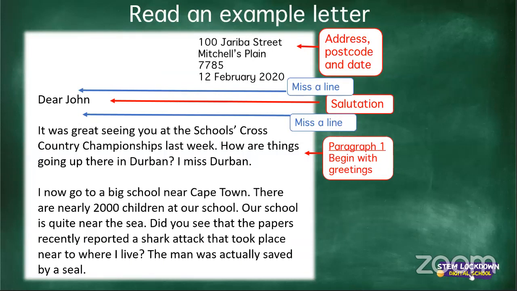Then we get to the next paragraph. I now go to a big school near Cape Town. There are nearly 2,000 children at our school. Our school is quite near the sea. Did you see that the papers recently reported a shark attack that took place near to where I live? The man was actually saved by a seal. So that paragraph is the news paragraph. And the 2 items of news, big school, near the sea, and a shark attack. Got it so far? Okay, good.